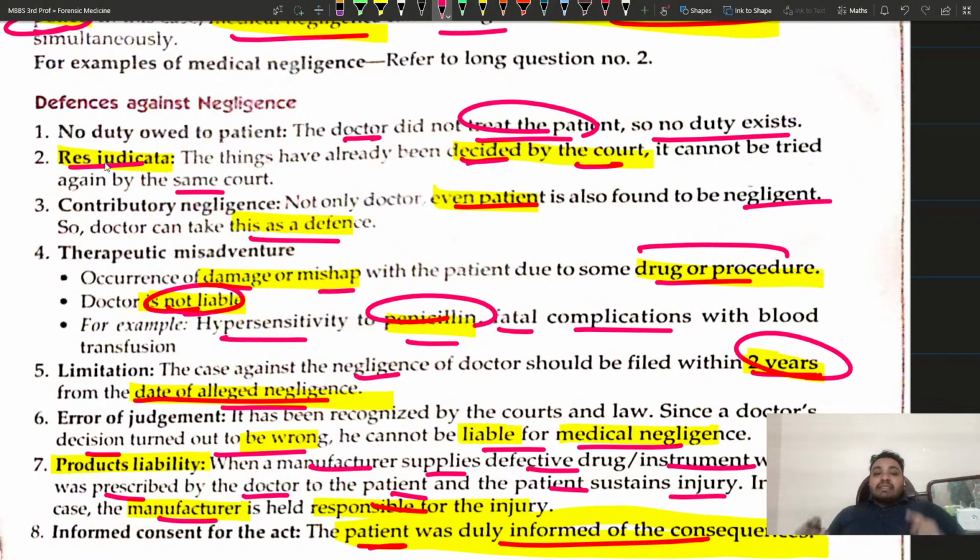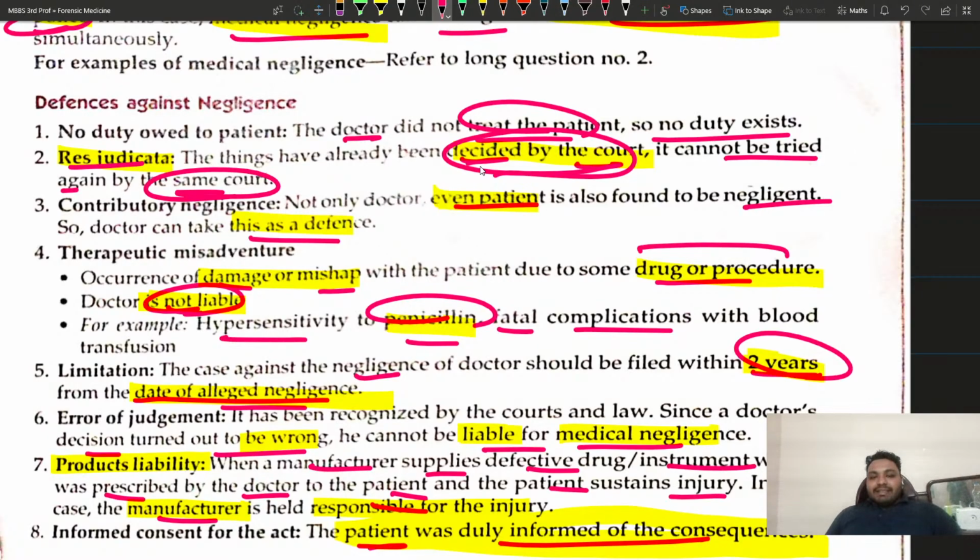Second is res judicata. The things that have already been decided by the court cannot be tried again. For example, you went to a court asking for compensation, and they said, okay, this much compensation is cleared. But then the patient again goes to the same court, saying that compensation is not enough for us, we need a little more. Whatever the damage, whatever the thing decided by the court, it cannot be tried again over the same thing.